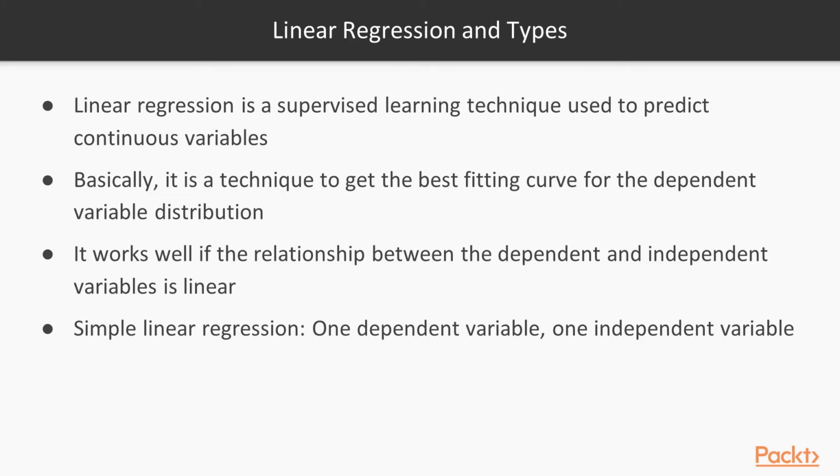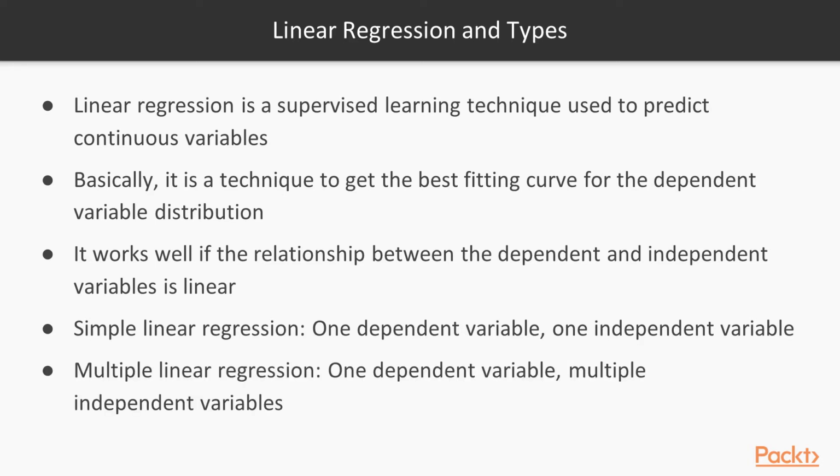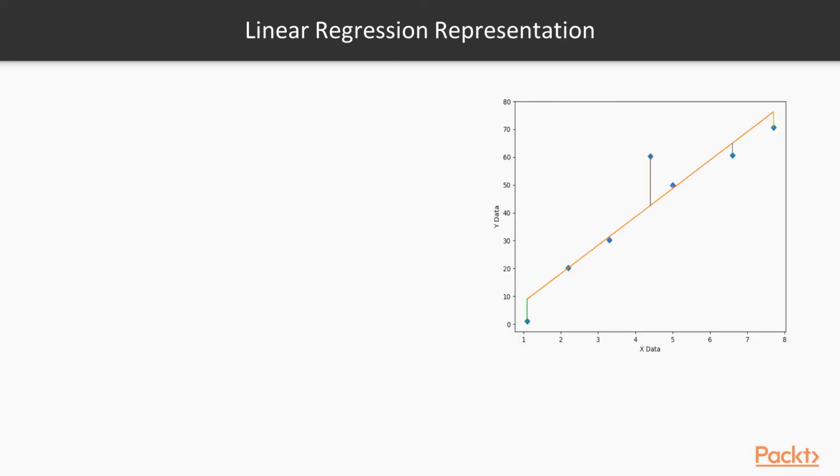For example, the price of a house being just dependent on the area is a simple linear regression. Multiple linear regression is when one dependent variable is dependent on multiple independent variables, like price being dependent on area of house, number of bedrooms, number of washrooms, pool table, and all those things.